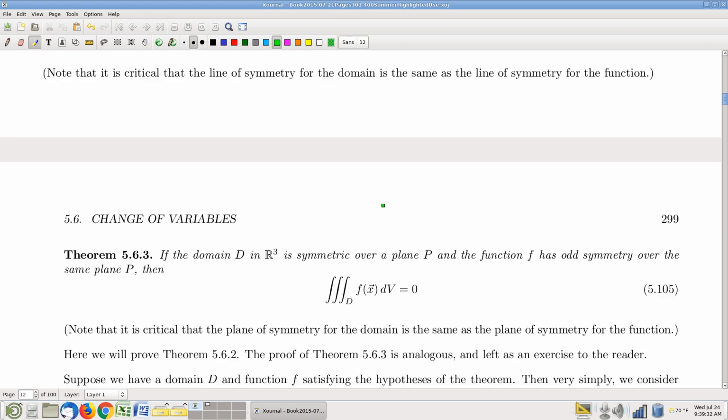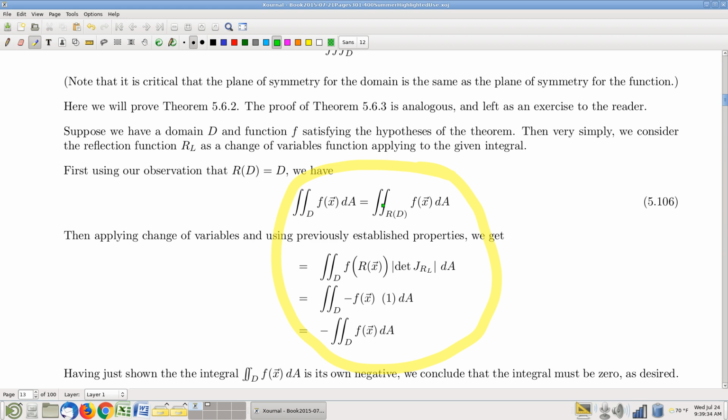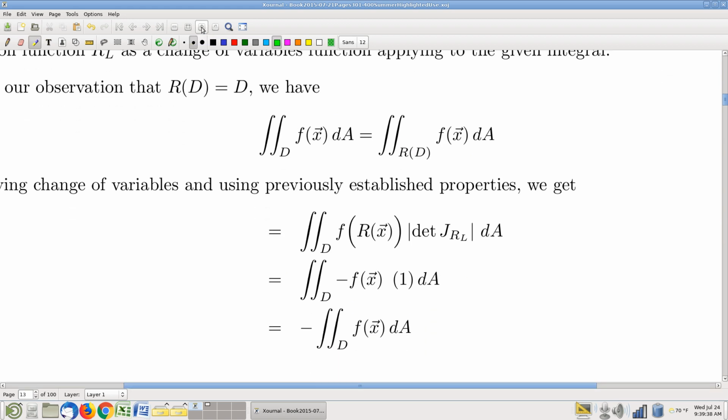Okay. And with that in mind, here's how we prove our symmetry theorems. It's very quick and convenient. I'm going to do this just for 2 dimensions. Here's the integral we want to compute. I'm going to show that this is 0. Step 1, we have a symmetric domain. Symmetric means that it is its own reflection. So I can change the integral like that.